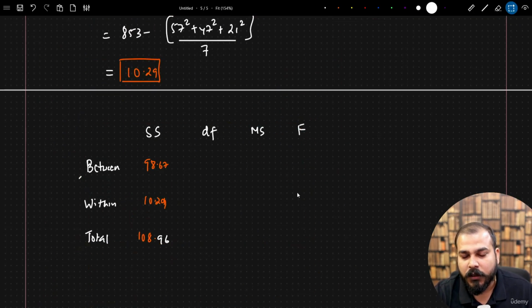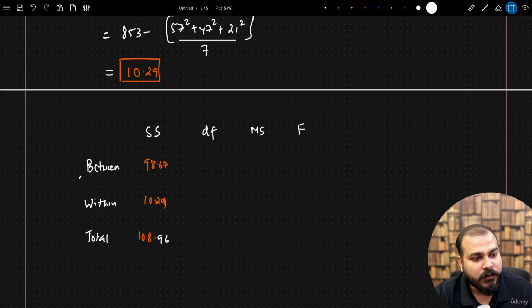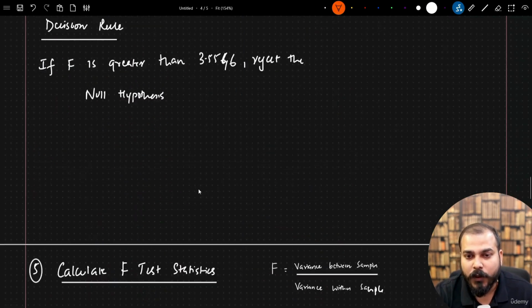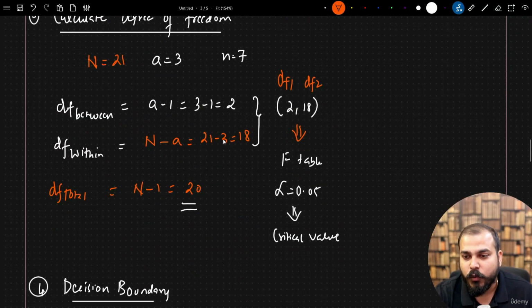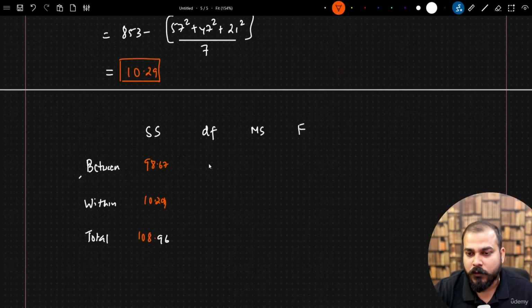Now this is done. 98.67 is one calculation with respect to this, 10.29 is the other calculation, and finally I'll be able to get all these values. Now the degree of freedom: degree of freedom between is nothing but 2, and then 18. So here I'm going to get 2, 18, and this will be 20.